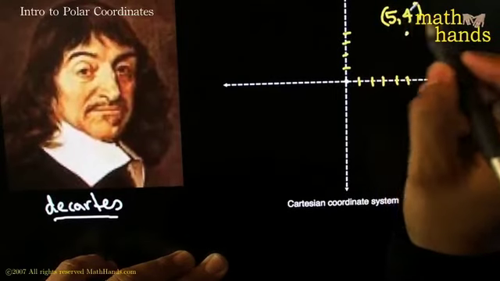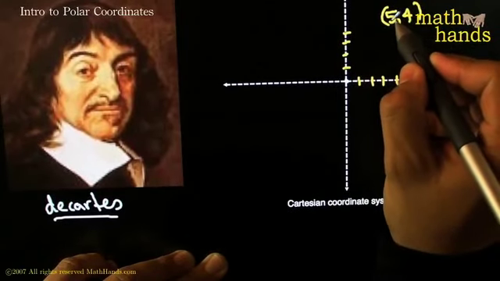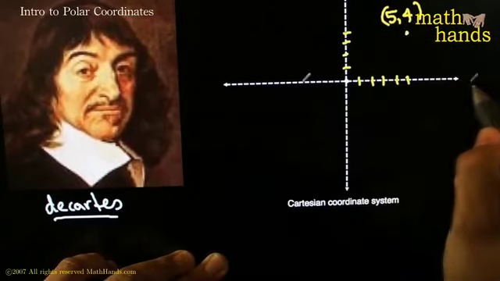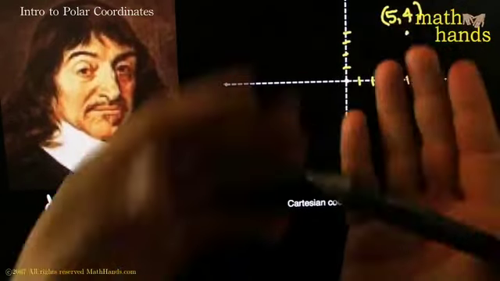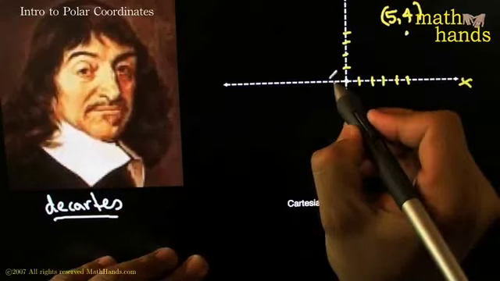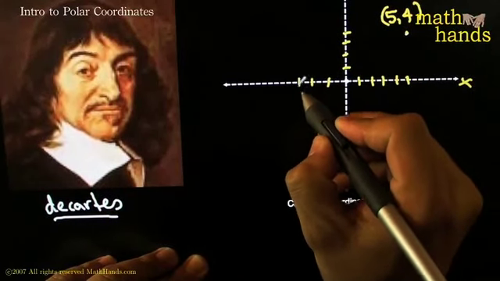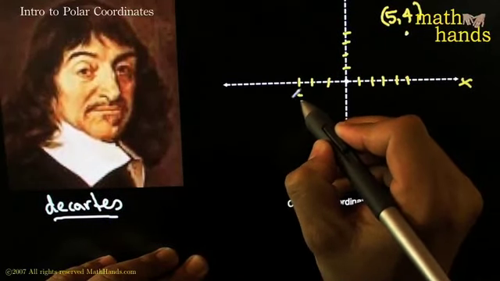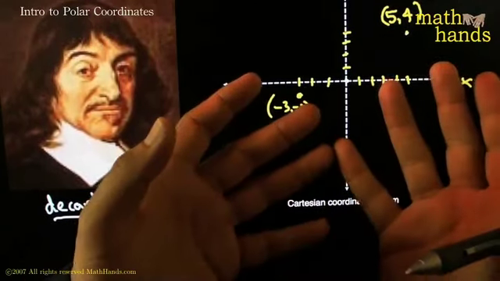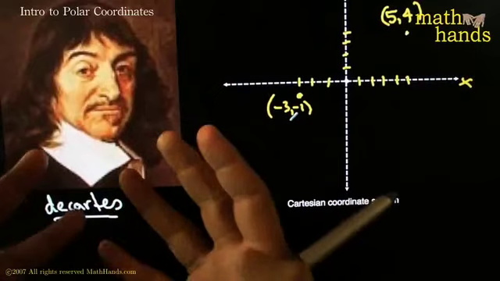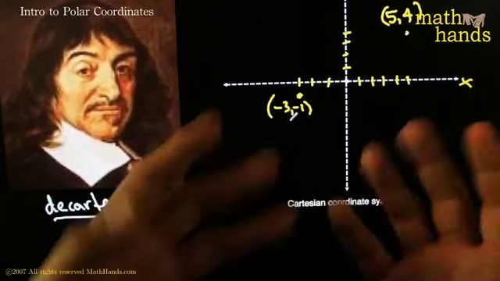This is called an ordered pair. The order does matter. The first one tells you how many units to go left and right on the x-axis, and the second one tells you how many to go up and down on the y-axis. That's what you're used to. (-3, -1). That would be this point right here. Famous Cartesian system. Famous guy Descartes invented the Cartesian system.